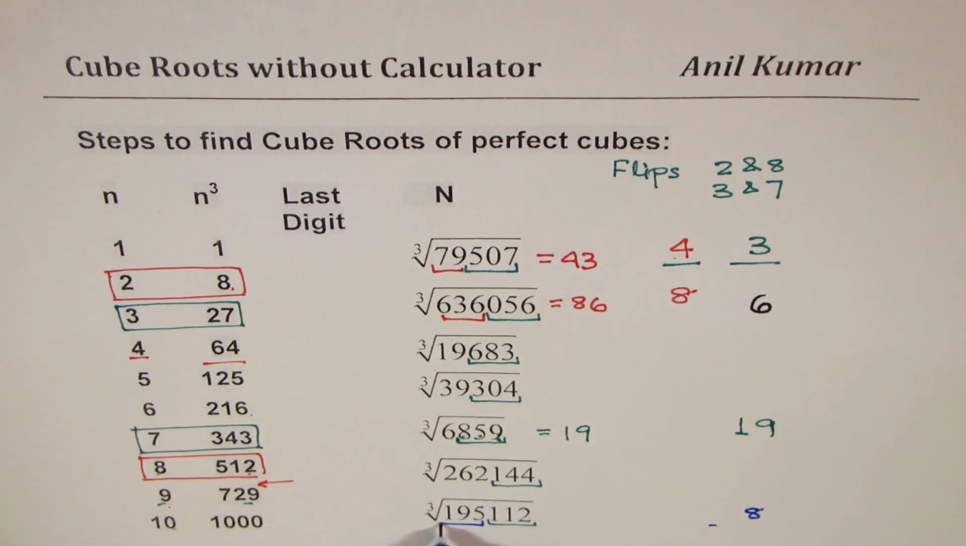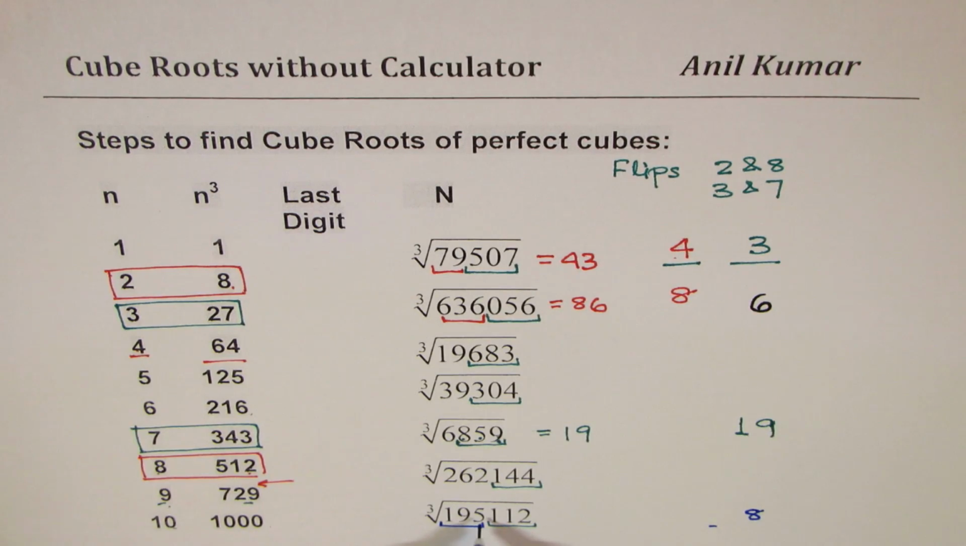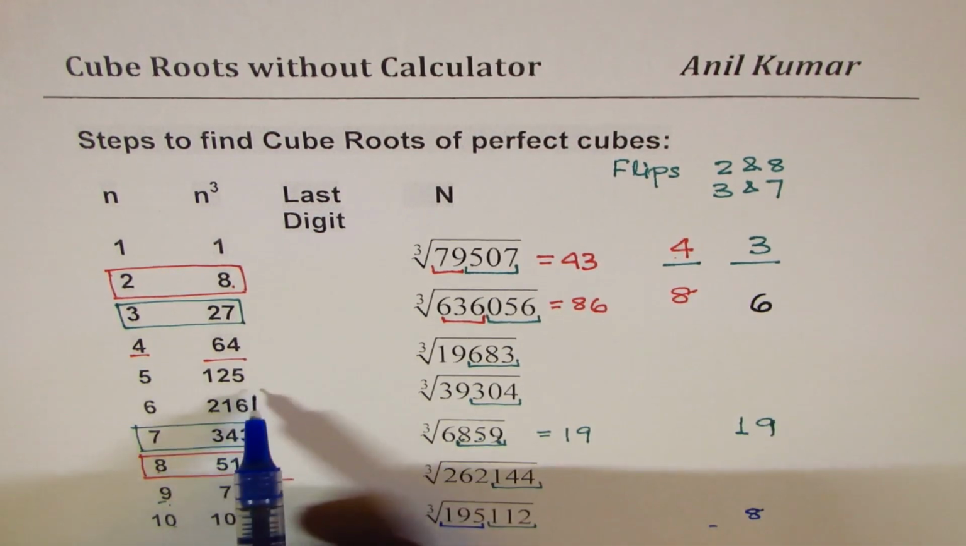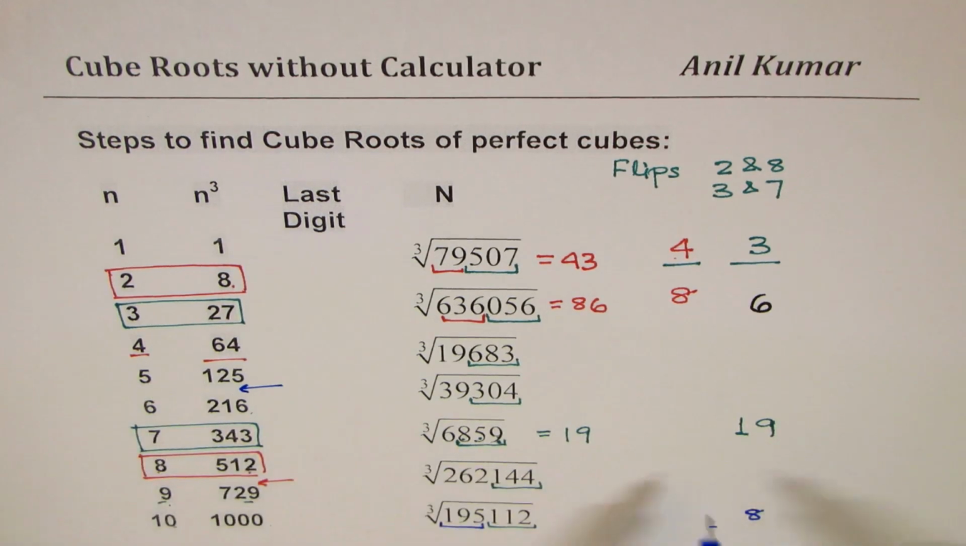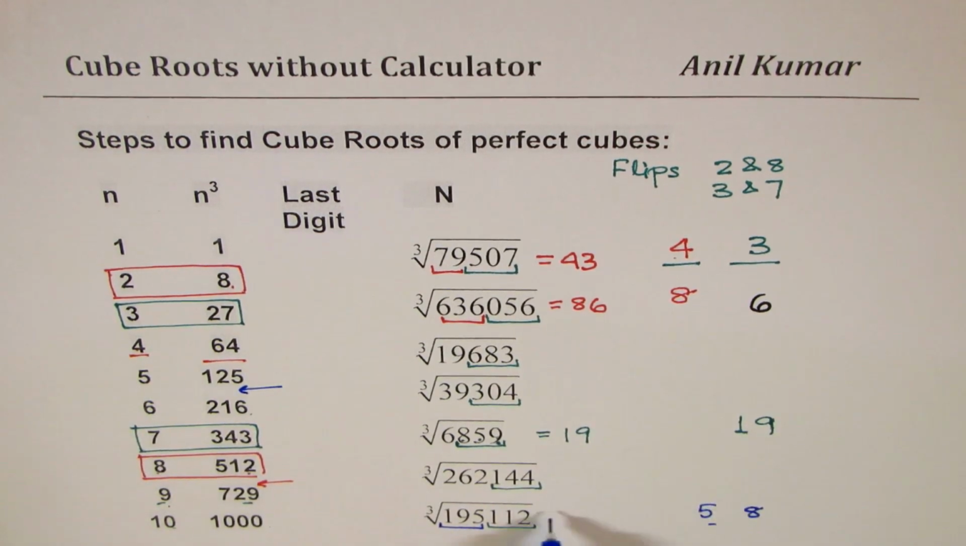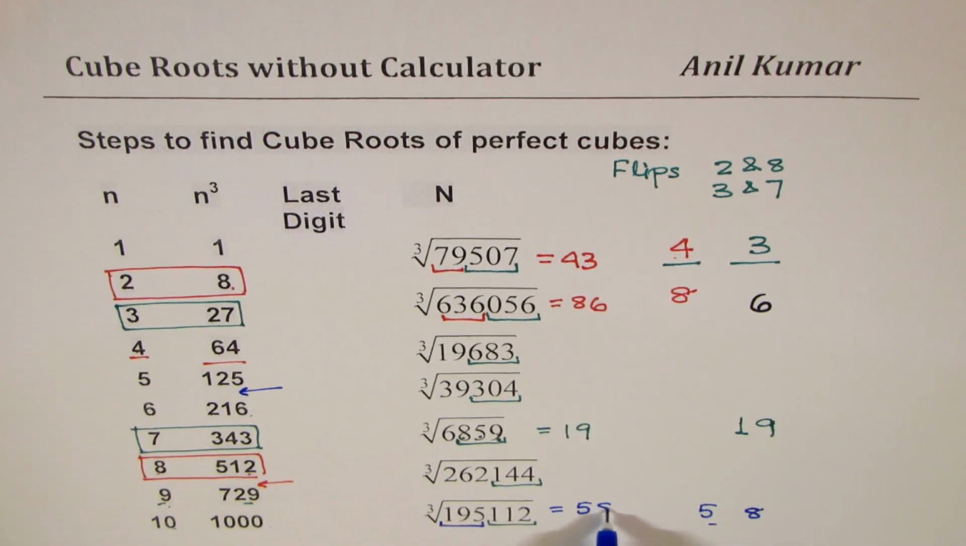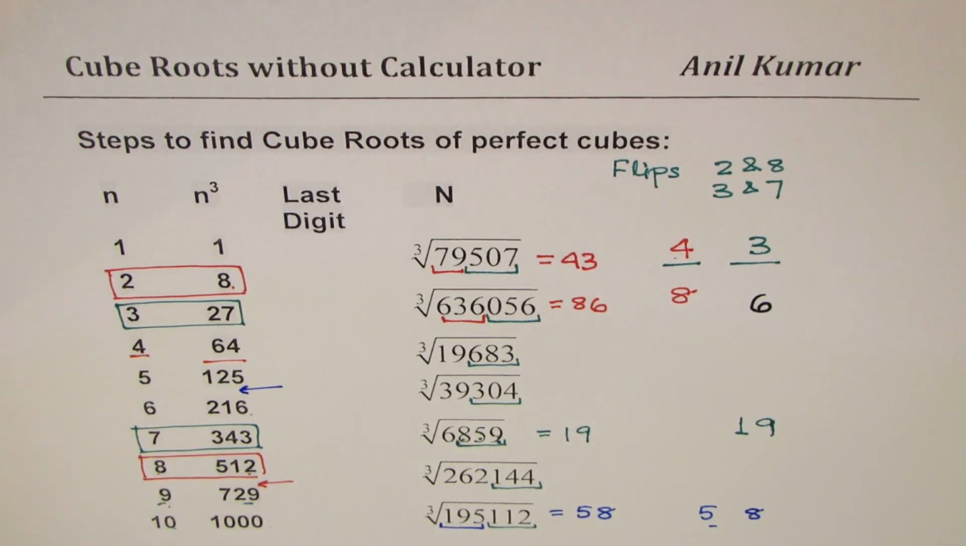Now, for getting the number in the tens place, where does 195 come? 195 is between 5 and 6. We'll take the lower number, 5. So the answer is 58, correct? So I hope the steps are absolutely clear.